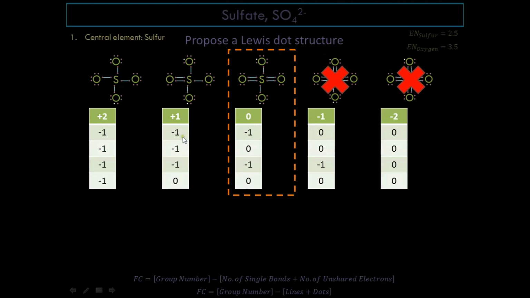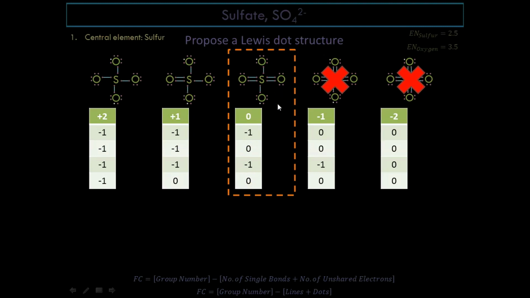Okay, compared to this one, as you can see, if there's one double bond, the formal charge of this oxygen is -1, sulfur +1, while this one, only 2 oxygen have a formal charge. The rest are neutral, 0. So this is better compared to this one.